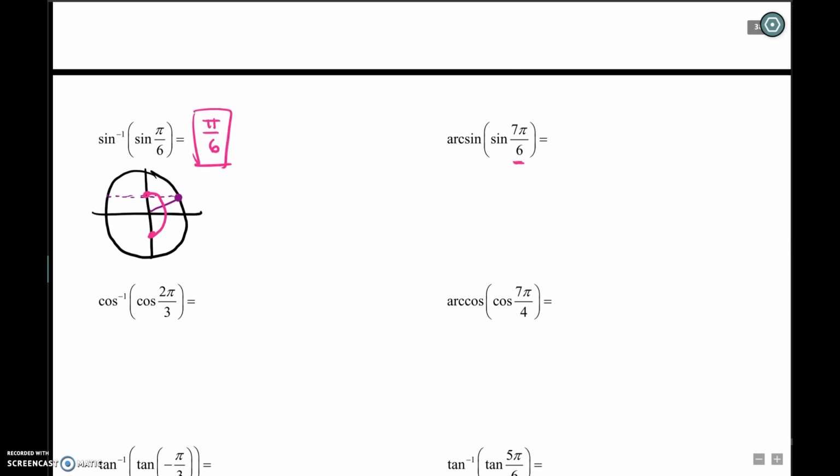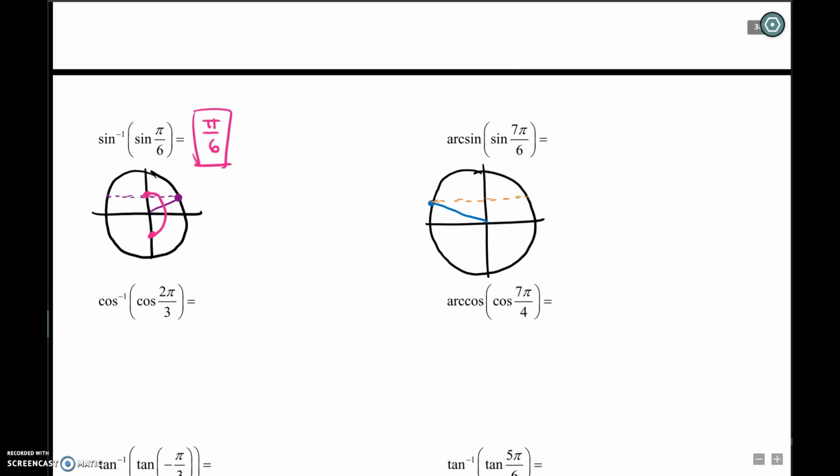However, this angle, 7 pi/6, is not in the output range. So my answer is not going to be 7 pi/6. This is why the next test is going to be difficult. If you're not thinking and you're not working with these, you're going to just put down 7 pi/6 and you're going to get it wrong. So where is 7 pi/6? 7 pi/6 is right there. The sine ratio, the y-coordinate, is 1/2.